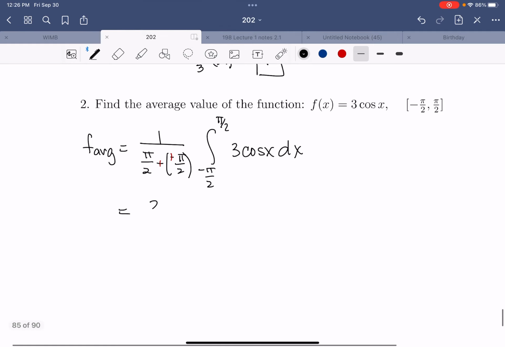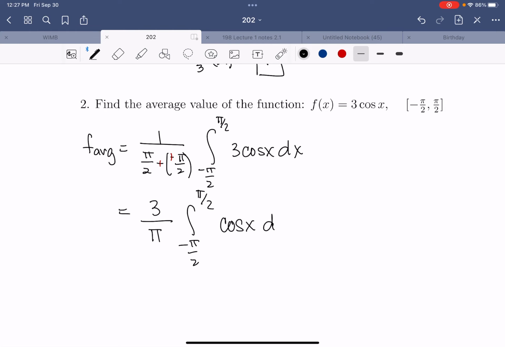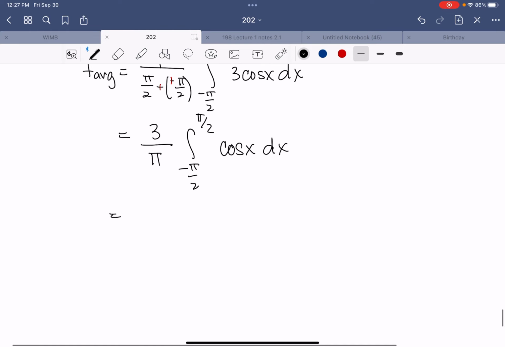That becomes 3 over pi times the integral from -pi/2 to pi/2 of cosine x dx. 3 over pi, and so then we have the antiderivative of cosine is just sine x.